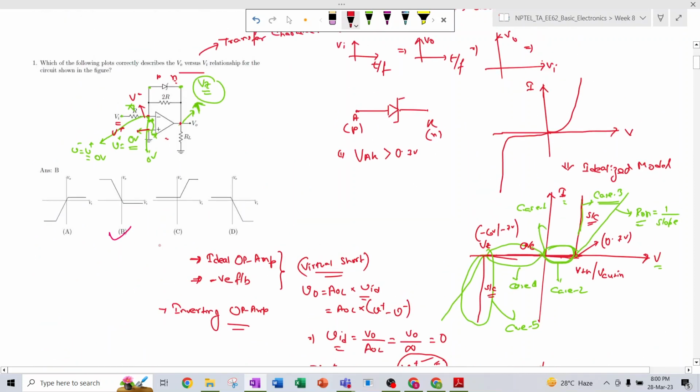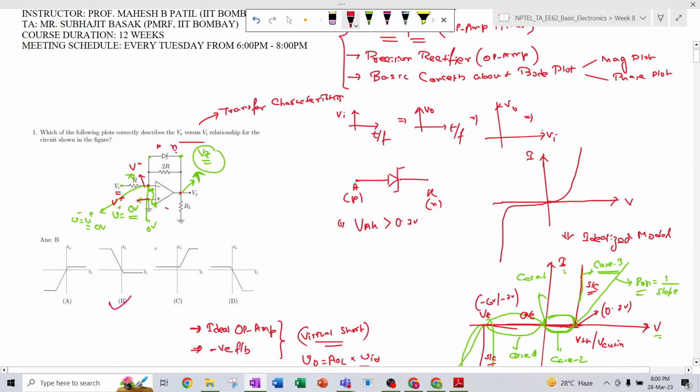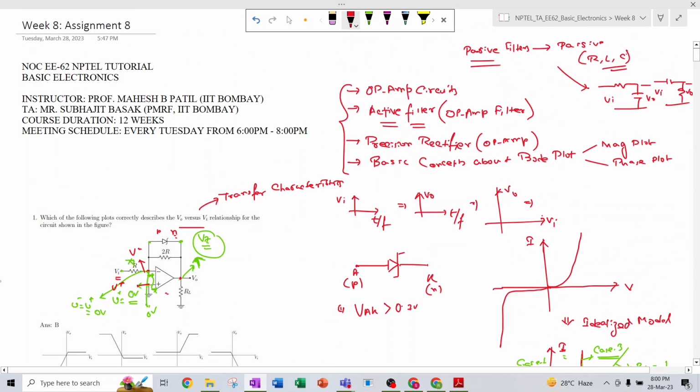So today I have discussed all of the topics like the basic op-amp circuit, then op-amp as a filter, which is known as active filter, then some precision rectifier problems, and at last some concepts about the Bode plot: how to construct a magnitude plot from a given transfer function, the Bode magnitude plot and Bode phase plot, and also vice versa, that is, if some magnitude Bode plot or phase Bode plot is given, then how to convert it to a transfer function.